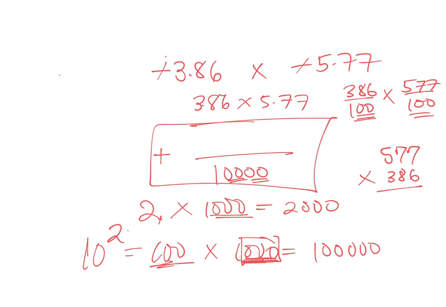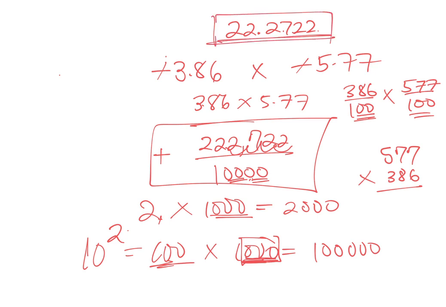So 386 times 577 is 222,722. Now we have 4 zeros, so 1, 2, 3, 4. So that becomes 22.2722. Positive. So negative 3.86 times negative 5.77 is positive 22.2722. So we multiplied the two numbers, 386 times 577, and we divided by 100 for each one of those, and that took us to our destination.